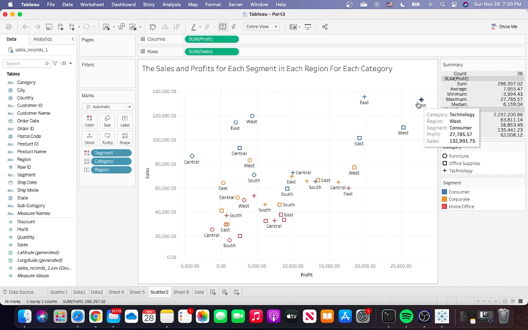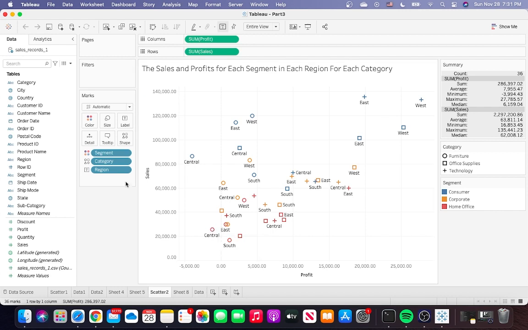And as we can see, the lowest number of sales here is going to be our South. It's about only $16,000 under the furniture category and the home office segment. But for the profits, we found that Central has the smallest number, minus $1,000, about $1,000 under the furniture category and home office segment.